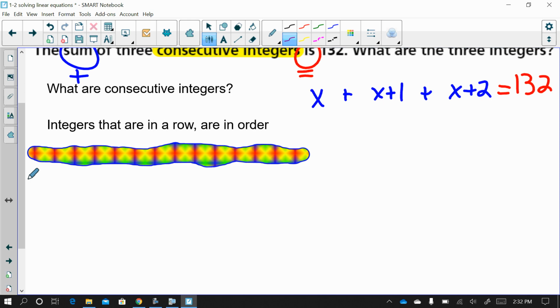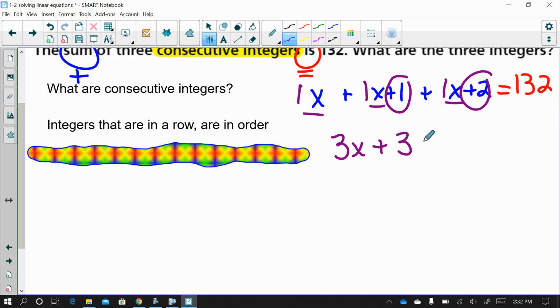Remember, like terms have the same exponent and the same variable. So I see a bunch of x's together. And remember, when you have just a plain old x, the coefficient is 1. So I have 1 plus 1 plus 1 gives me 3 x's. Okay, my other like terms are my constants. I have 1 plus 2. 1 plus 2 is just 3.